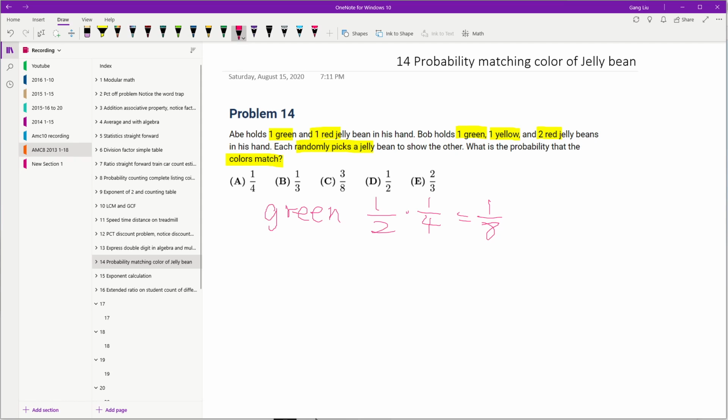Then if Abe and Bob match on the red bean, for Abe it's still a 1/2 chance to get red, and for Bob it's a 2/4 chance to get red, and it's going to be a 1/4 chance. If we add both events, the probability is 1/8 plus 1/4 equal to 3/8. Answer is C.